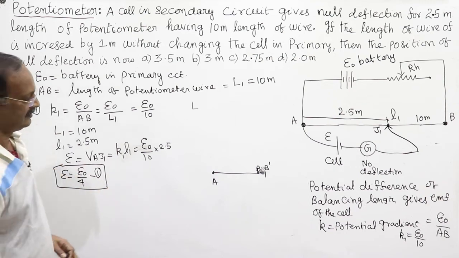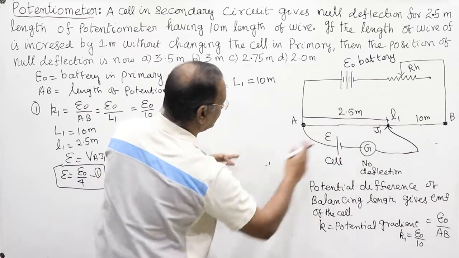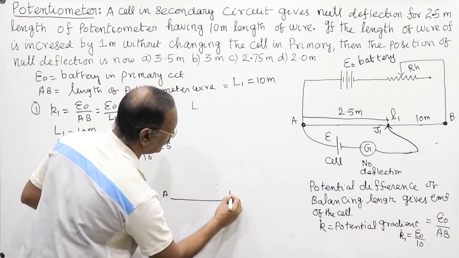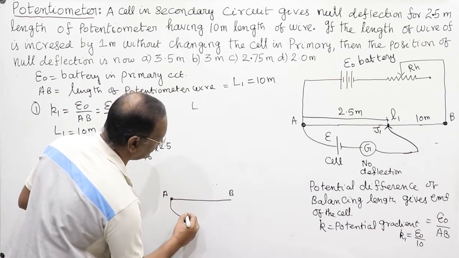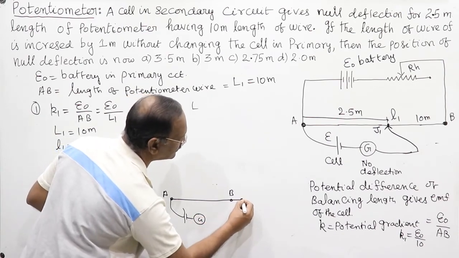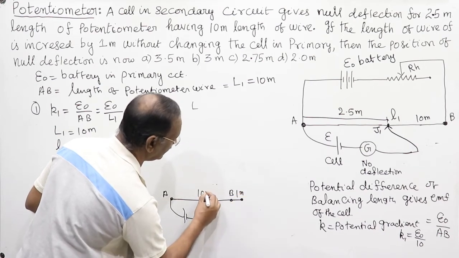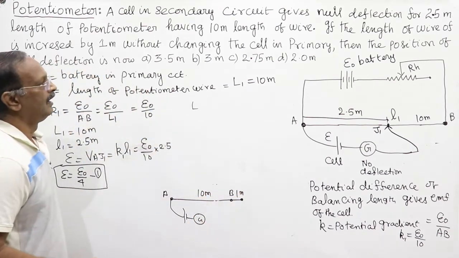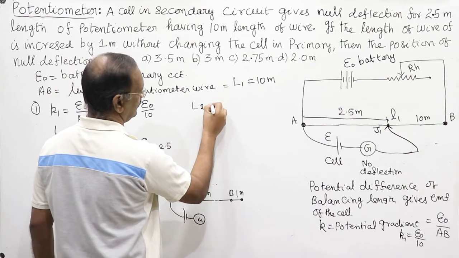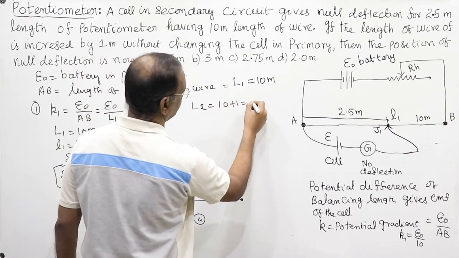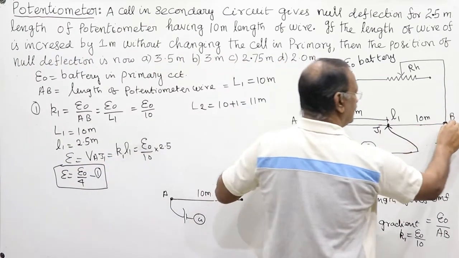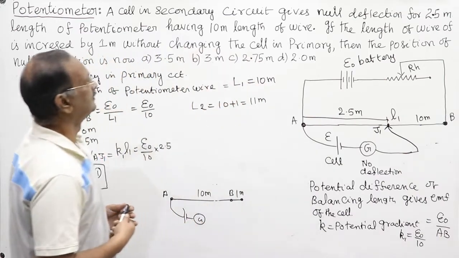Second equation: now the wire is increased, so we reproduce the setup here. Earlier it was A, B, and the same battery is connected through a galvanometer. The length is increased by 1 meter, earlier it was 10 meter. If the length of the wire is increased by 1 meter, it means L2 is equal to 10 plus 1, which is 11 meter. Earlier this was AB, now it is increased by 1 meter.